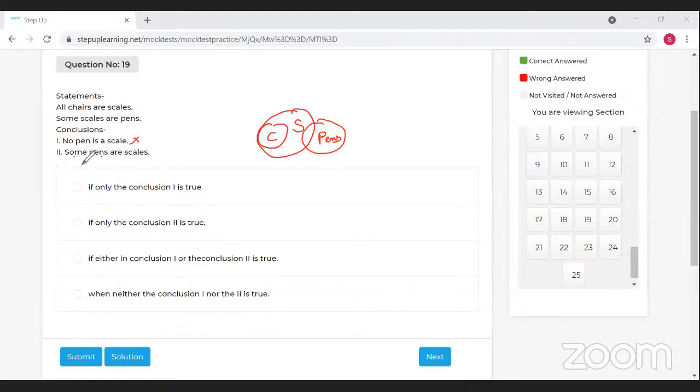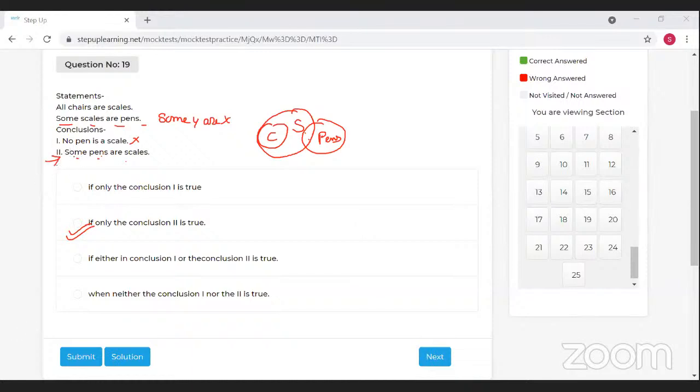Faisal, let's see this one. Some pens are scales. Yes, some pens are scales. So the answer has to be this, but I think the answer has been marked wrong. And this is so clear from here. Some scales are pens. So some X are Y, I can directly say that some Y are X. So some pens are scales. So this is absolutely right.